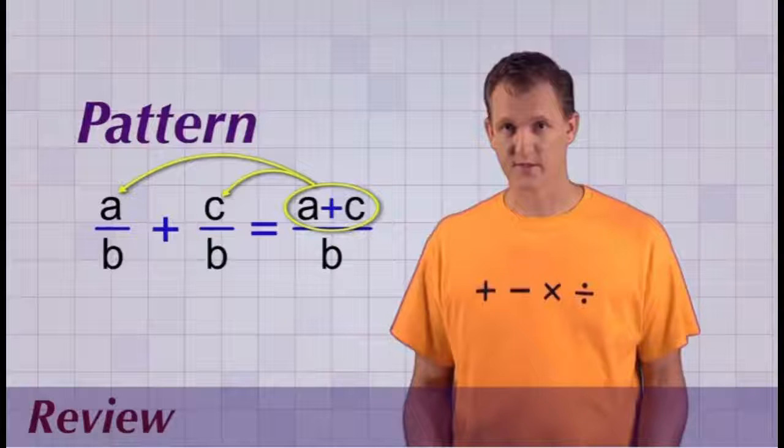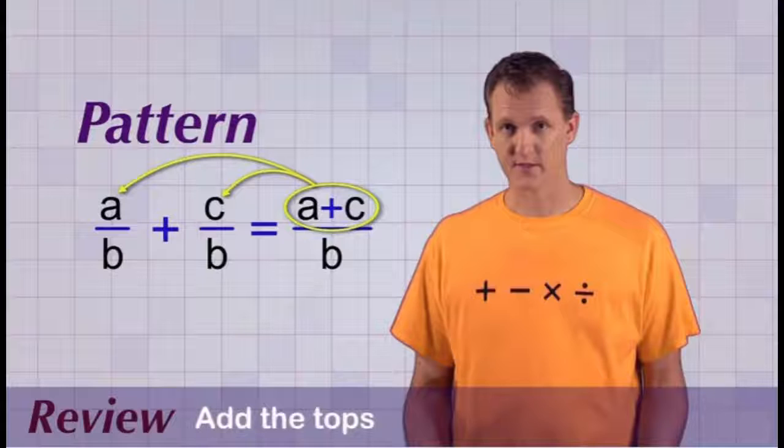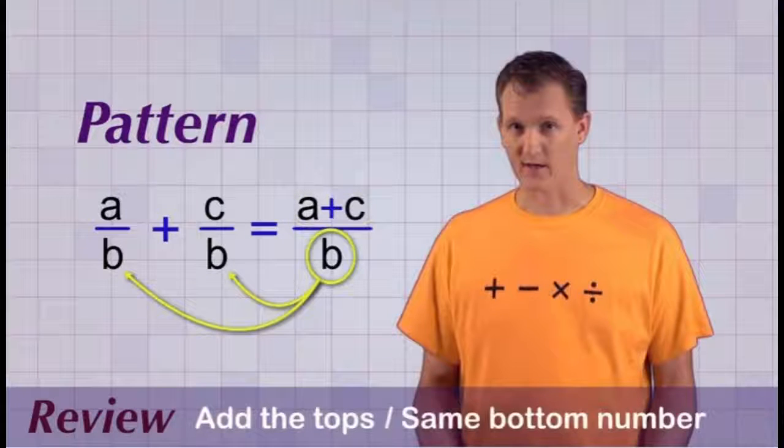By doing this, we learn that the procedure for adding fractions that have the same bottom number is to just add the top numbers and keep the same bottom number in our answer.